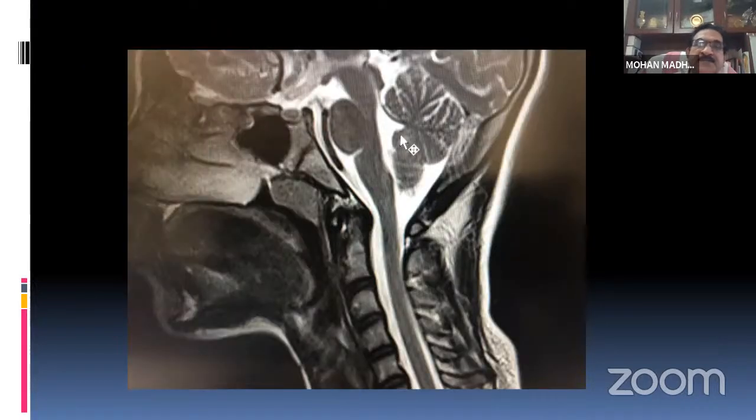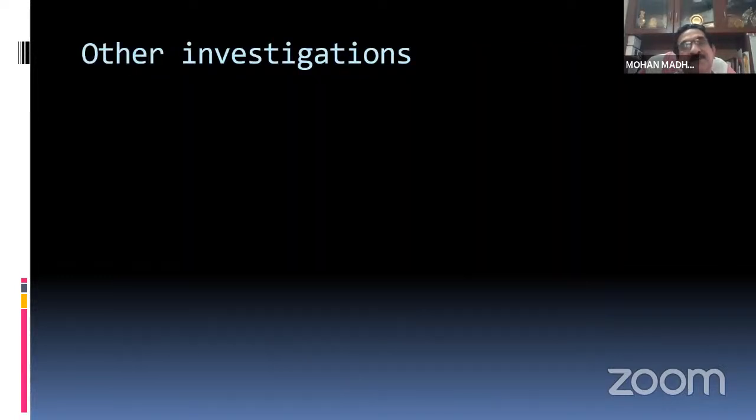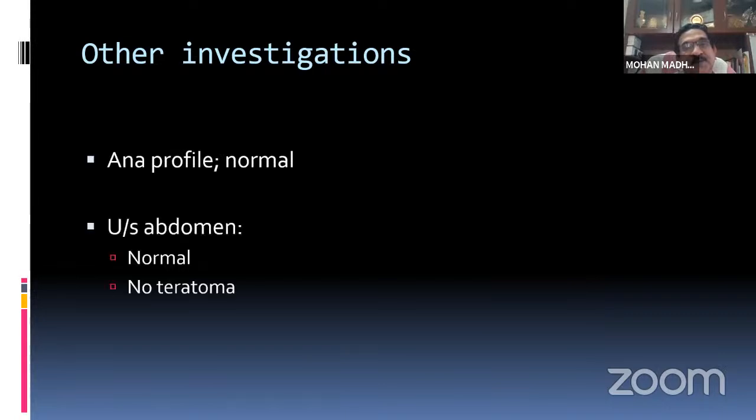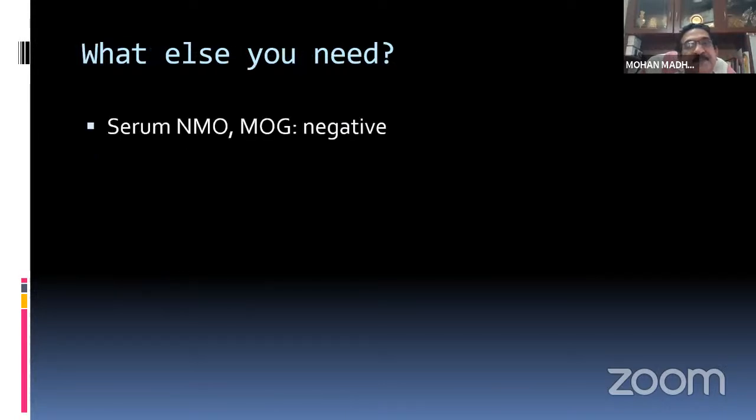Diffusion was normal. Cervical spinal cord imaging was done. Thinking of anti-NMO disease, that was negative, and that is also normal. The profile was repeated, normal. Ultrasound abdomen, no teratoma. NMO and MOG antibody was sent, which was negative, because of seeing the bilateral optic tract hyperintensity.